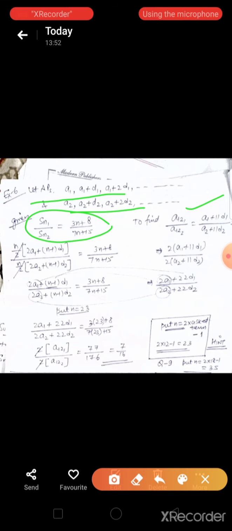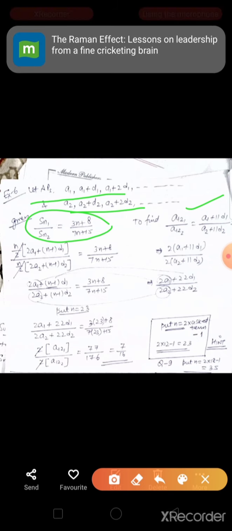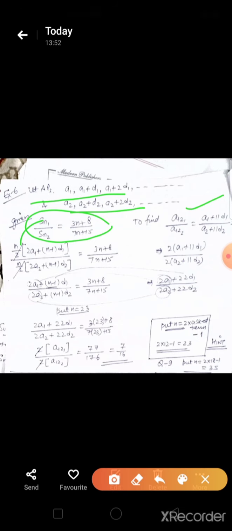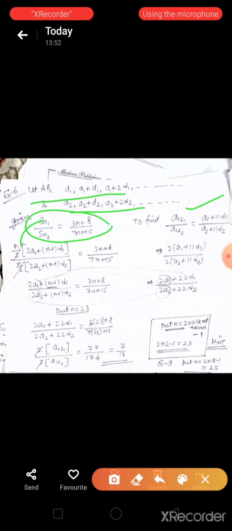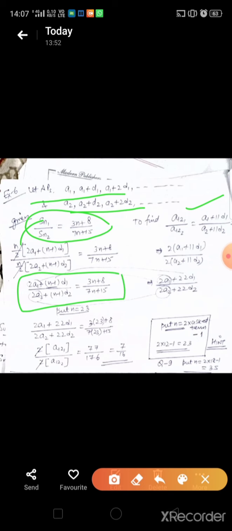Now since we have been given that Sn1 upon Sn2 is equal to (3n plus 8) upon (7n plus 15), we will write the formula of n terms, that is n by 2 into (2a1 plus (n minus 1) d1) for the first series, and n by 2 into (2a2 plus (n minus 1) d2) for the second series, is equal to (3n plus 8) upon (7n plus 15). n by 2 से n by 2 cancel हो गया. When we solve it, we get (2a1 plus (n minus 1) d1) upon (2a2 plus (n minus 1) d2) is equal to (3n plus 8) upon (7n plus 15).